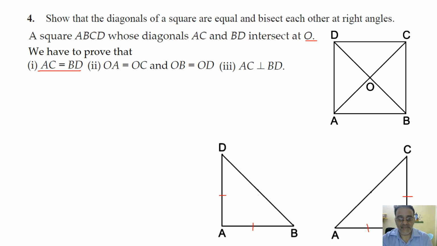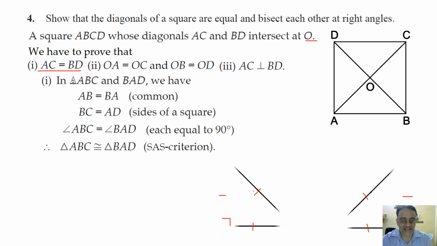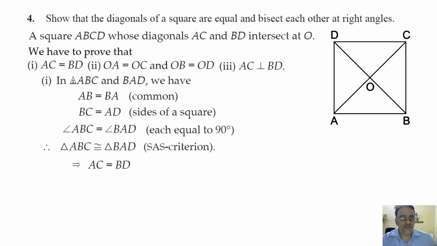Sides of square, क्योंकि स्क्वायर में all sides equal होता है. Right? Next, these two angles are 90 degree. Why? Each equals 90 degree because in a square each angle is equal to 90 degree. So these two triangles are congruent by which criteria? SAS. Right. So AC is equal to BD by CPCT. तो मेरे ख्याल से ये वाला कंप्लीट हो गया. So first part over.